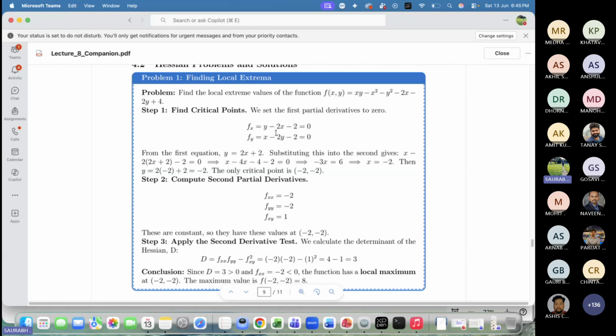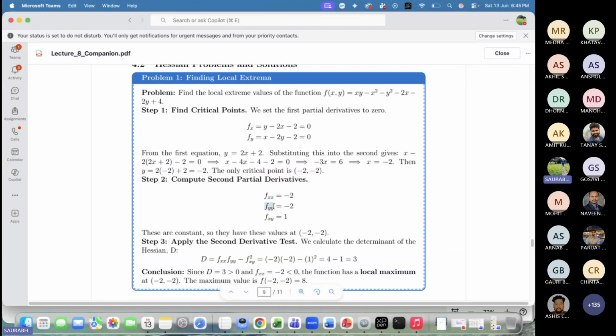Now from these two equations, you have two equations and two unknowns. You can substitute, eliminate, use those methods to find the values of x and y. This is what we are doing here. Once we have found the values of x and y, we have the point at which the slope is 0. Now we have to find out whether this point is a maximum or a minimum. To find that out, you take a double derivative test.